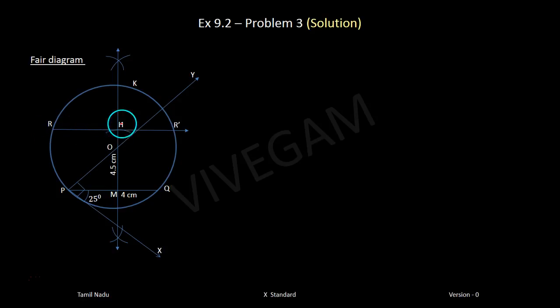Right? So this is a line parallel to PQ. Once you draw the parallel line, then it will cut the circle at R and R dash. So you can now join PR and RQ. That is the required triangle. It will subtend an angle of 25 degrees and at the same time the altitude of it is 4.5 centimeter. And if you connect PR dash and R dash Q, it is one more triangle which will subtend the same 25 degrees and have an altitude of 4.5 centimeters.